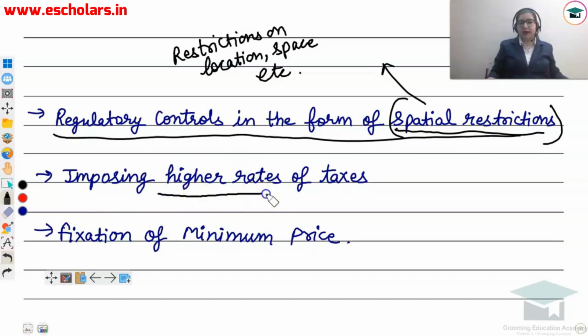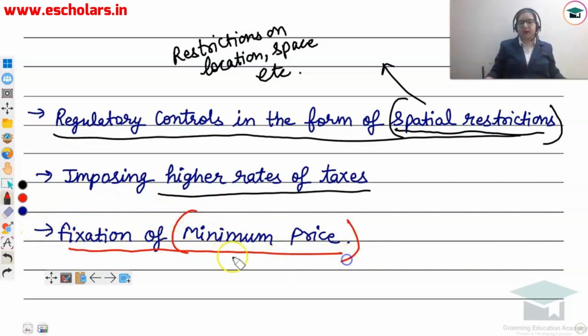Next, higher rates of taxes are imposed on the demerit goods or on the socially undesirable goods. So higher rates of taxes are imposed on cigarettes and alcoholic products, which increases the price of these products. And so the higher tax rates leading to an increase in price of such goods prove to be a disincentive for consumers to purchase these goods. Next, fixation of minimum price.